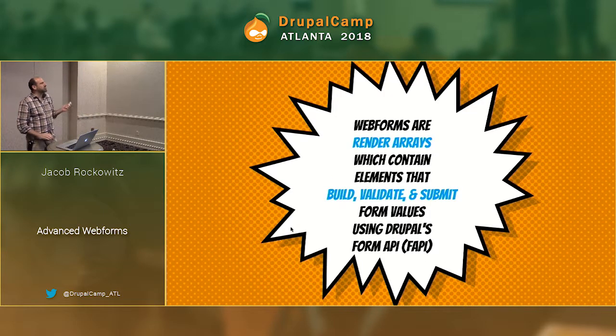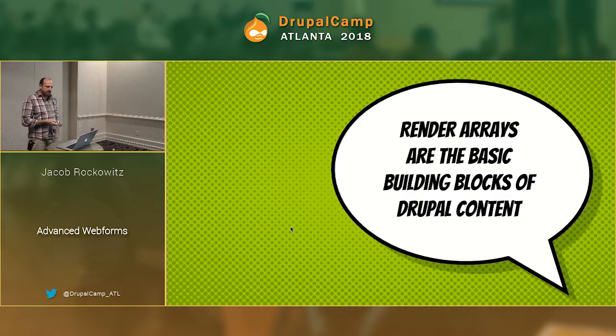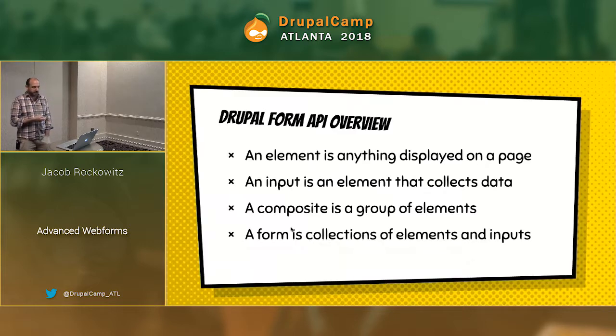so web forms are render arrays which contain elements that build, validate, and submit form values using Drupal's Form API, or FAPI. And render arrays, just to give a definition so people know what I'm talking about, they're just the basic building blocks of Drupal content. So anything you see on a page is a render array. The header is a render array. If you see a block, that's going to be a render array that's outputted, and forms are the same thing.